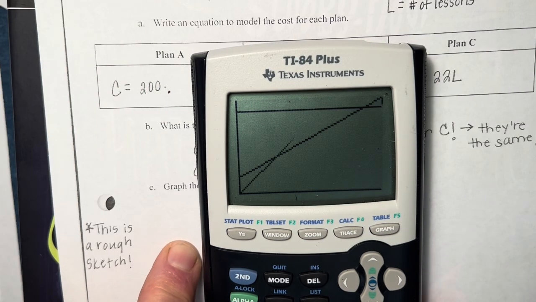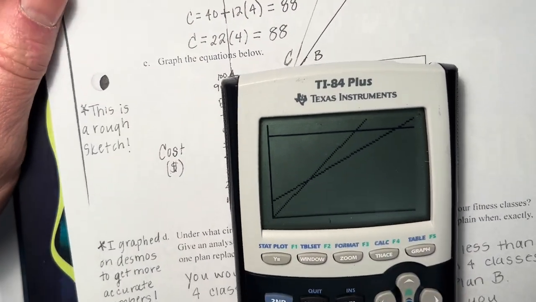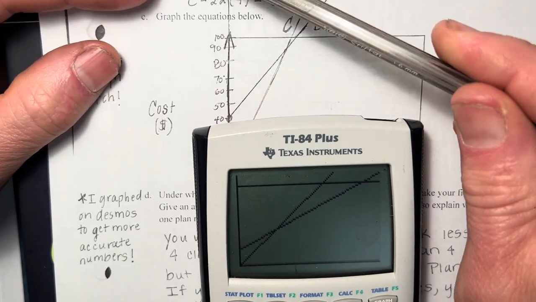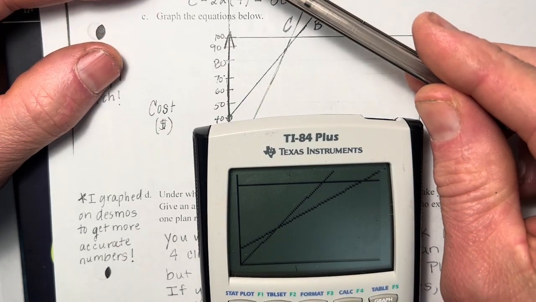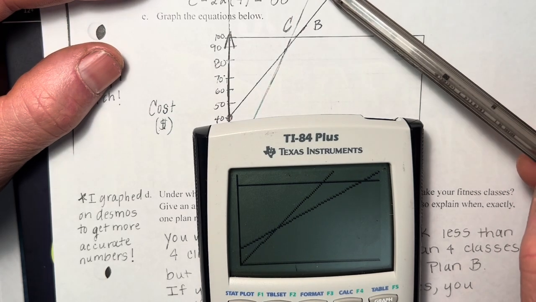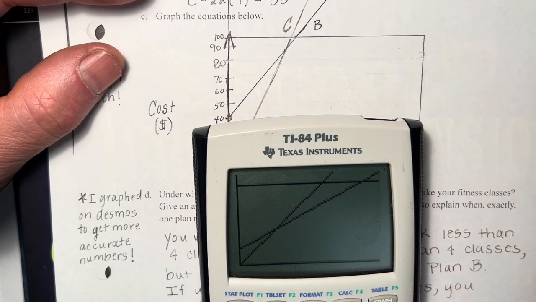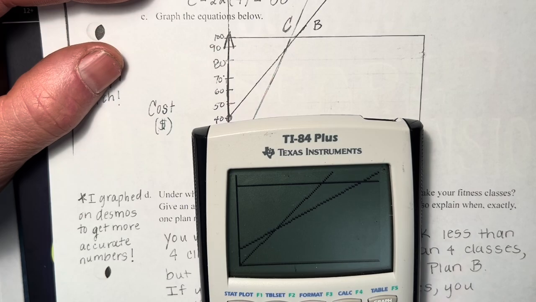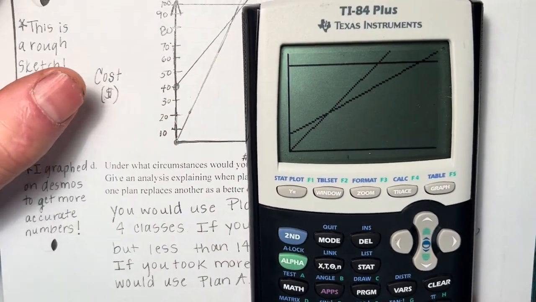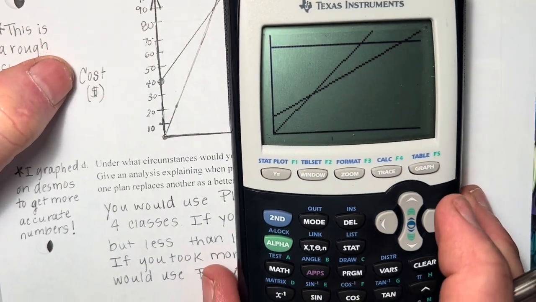Okay? So what is the better plan if you take 4 classes? Well, you can plug 4 into each of those. I'm going to pay 200 bucks no matter what. If I take 4 classes there, that's going to be 48 plus 40 is 88. And if I take 4 times 22, that's also 88. So they're the same. That's the break-even point we've talked about, okay? If you graph the equations, it should look something like that. Your fancier calculators with color will show you which one is which.